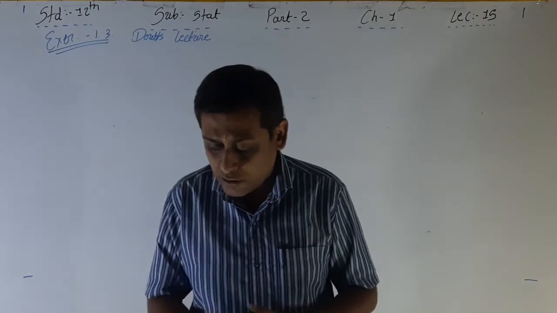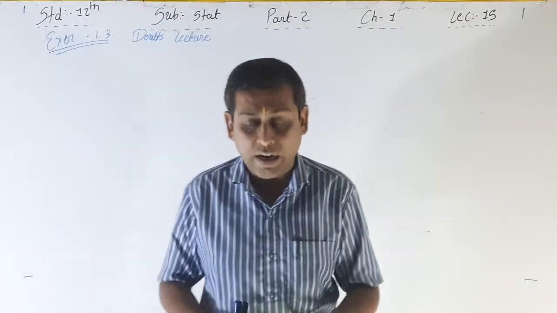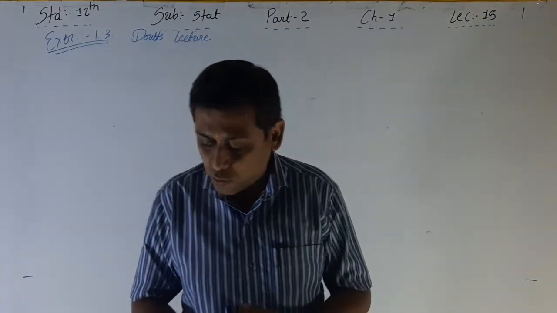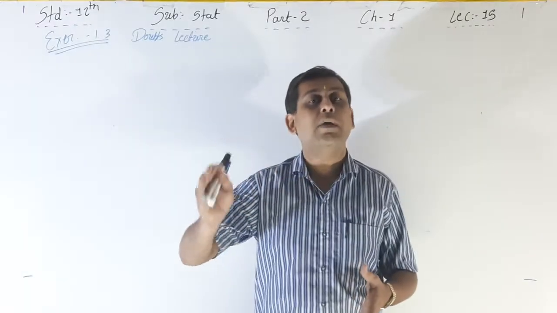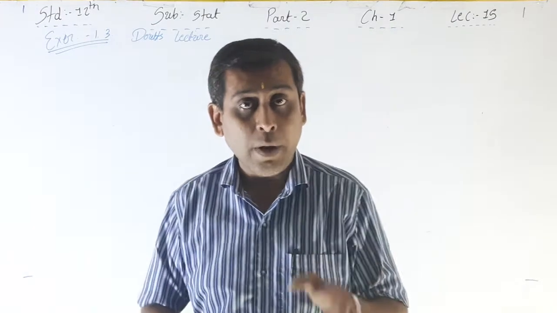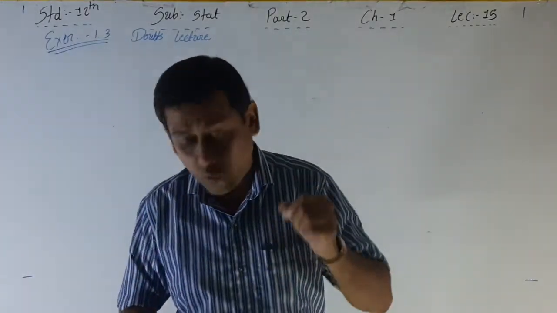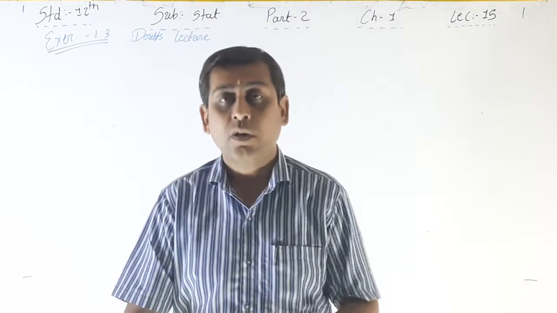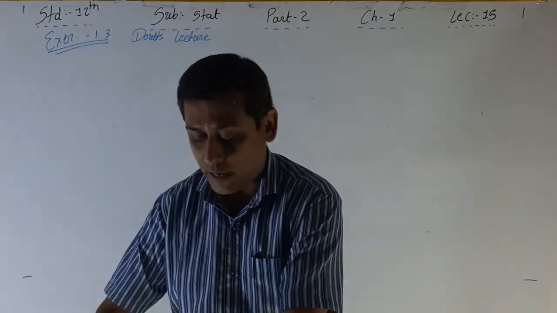Sum 6 is also easy, because P of A, P of B and P of A intersection B are already given, and we have to just find P of A union B. But question number 7 is somewhat difficult. I am reading that because some students have doubts from your side.